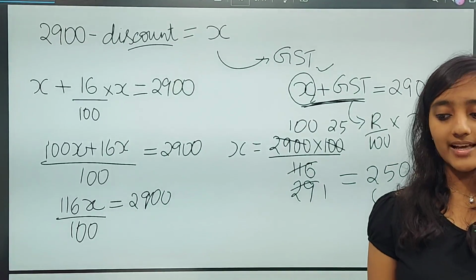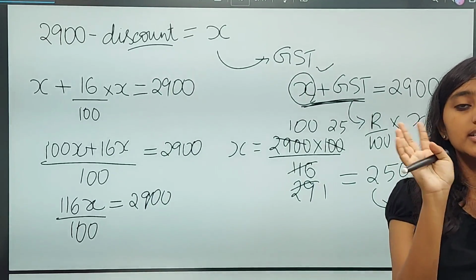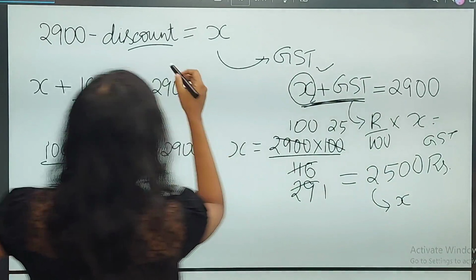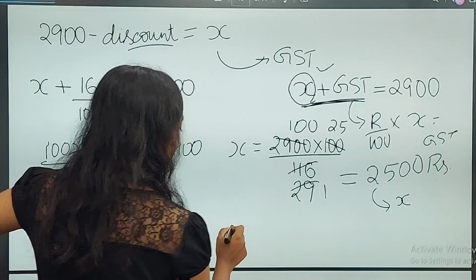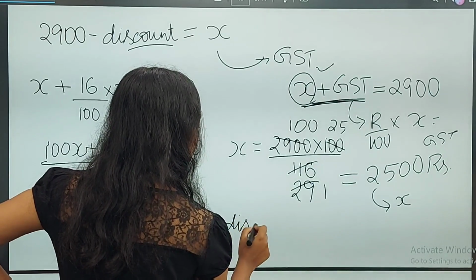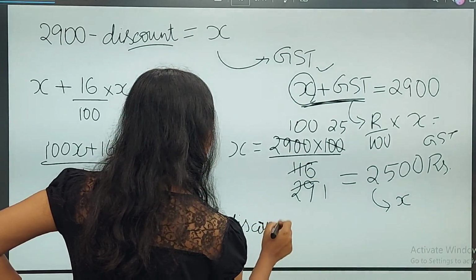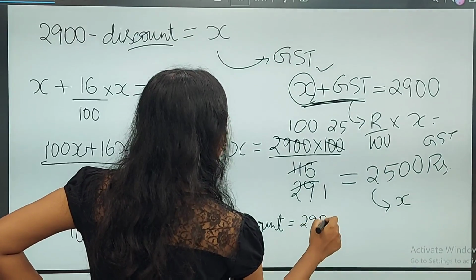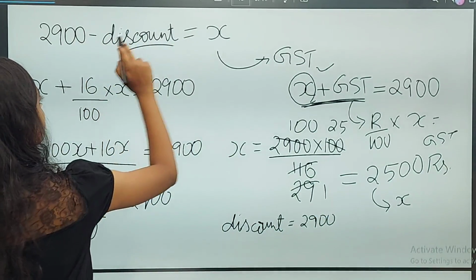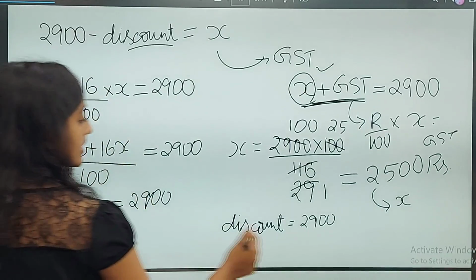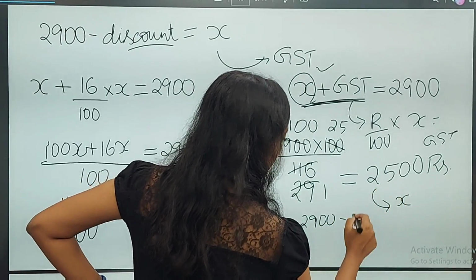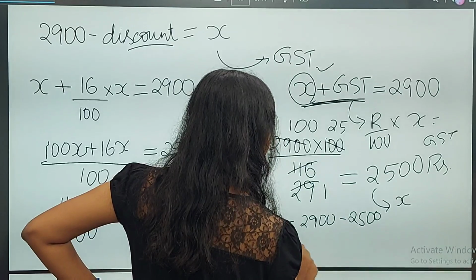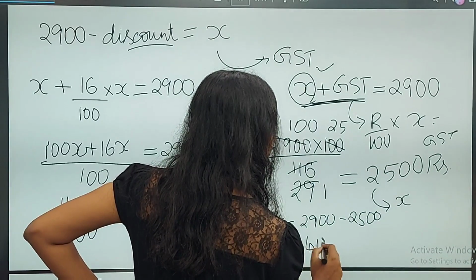You found out what x is, but what is the question? How much discount did madam get is the question. So as you saw very well here, discount will be equal to 2,900. Basically, discount is equal to 2,900 minus x. X is now 2,500 rupees, which is nothing but 400 rupees.